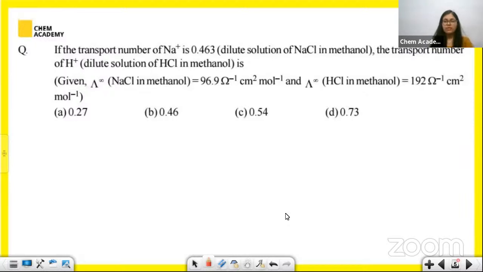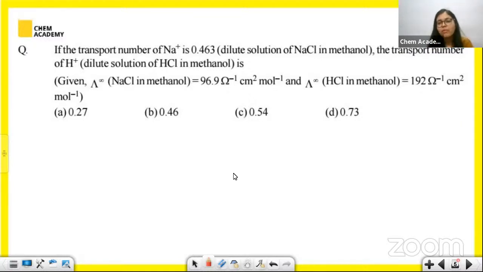Now look at this question. It says, if the transport number of Na+ is 0.463, the transport number of H+ is. We have been given the transport number of Na+ in a dilute solution of NaCl and methanol, and we have to calculate the transport number of H+ in another dilute solution of HCl and methanol. Okay, so how do we do this question?